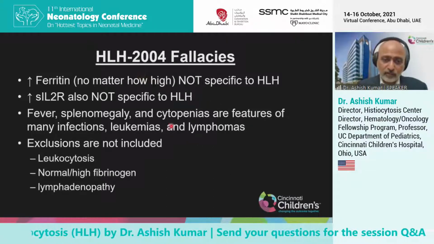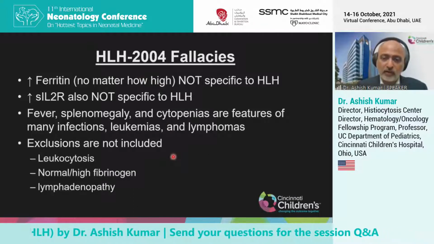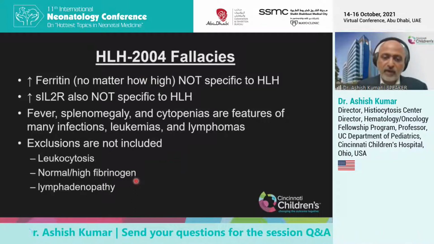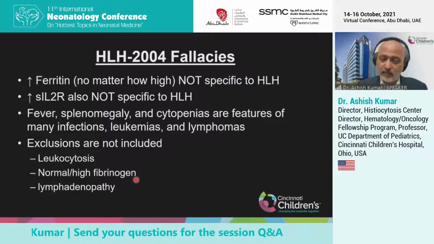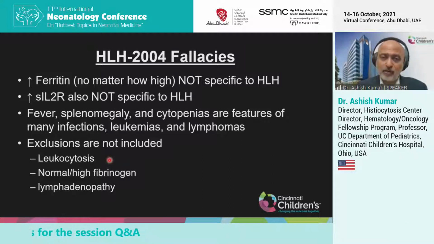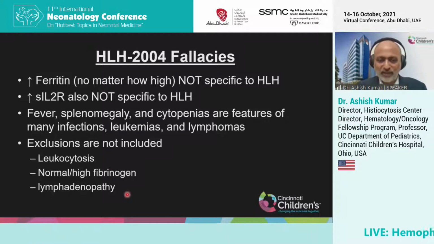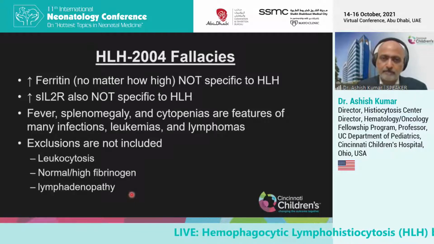In the HLH 2004 criteria, also not included are these challenges that if the fibrinogen is normal or elevated, it is almost never HLH. If you have a high white count, usually it is sepsis or leukemia. But the criteria don't mention that if you have a white count, it cannot be HLH. And as I showed you by an example, that lymphadenopathy is almost never seen in HLH. So if there's a lymphadenopathy, usually we're dealing with something else.